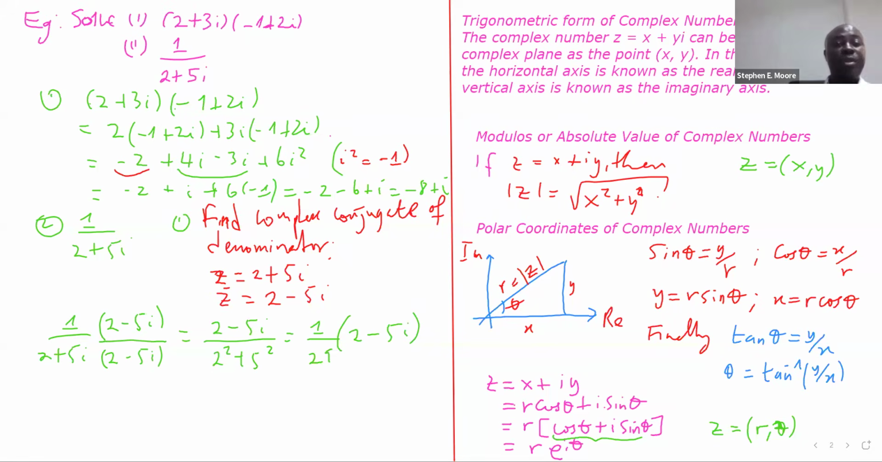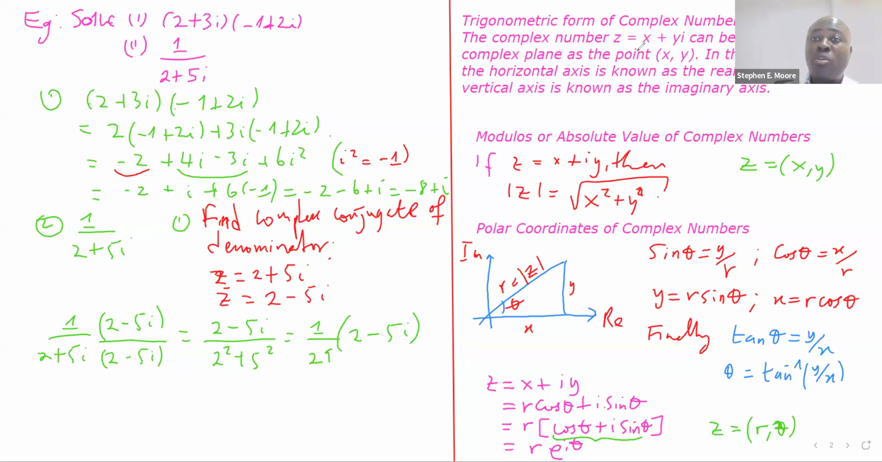And this will be how you solve it by division. Of course, another important aspect of complex numbers is that we can write complex numbers in trigonometric form. But to do that, we need to go through certain basic steps.